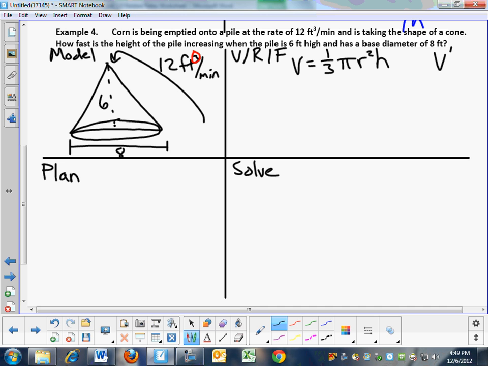We know V prime. V prime is 12. We don't know r prime. We don't know h prime. We know the current radius. The current radius is 4. Diameter is 8, radius is 4. We know the current height. Current height is 6. What are we looking for? We're looking for h prime.